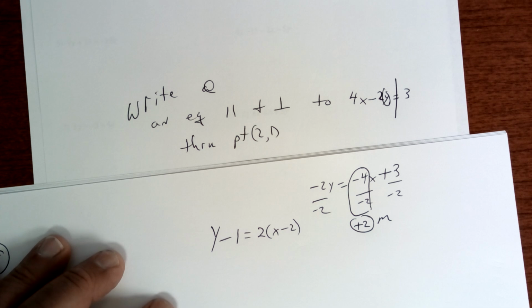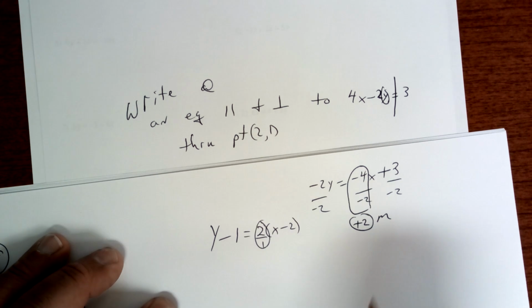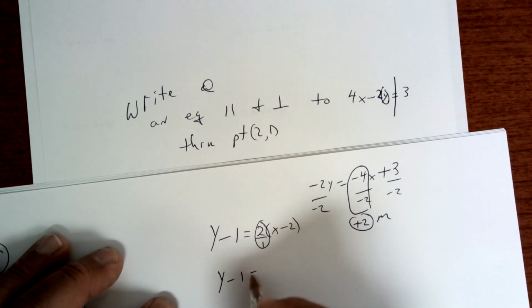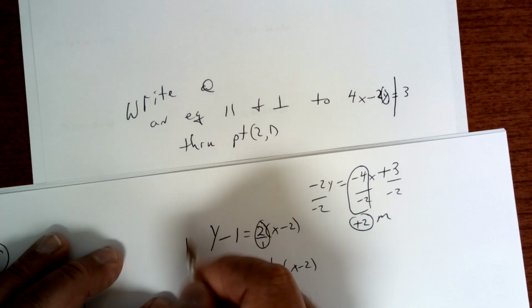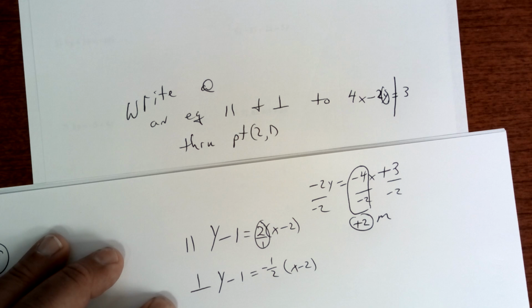To do perpendicular, you got to flip this. So it's going to be y minus 1 equals negative 1 half, and then x minus 2. Parallel, perpendicular. Through that point.